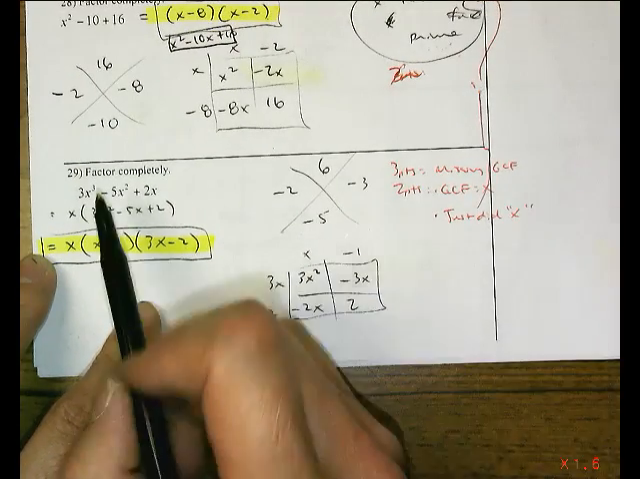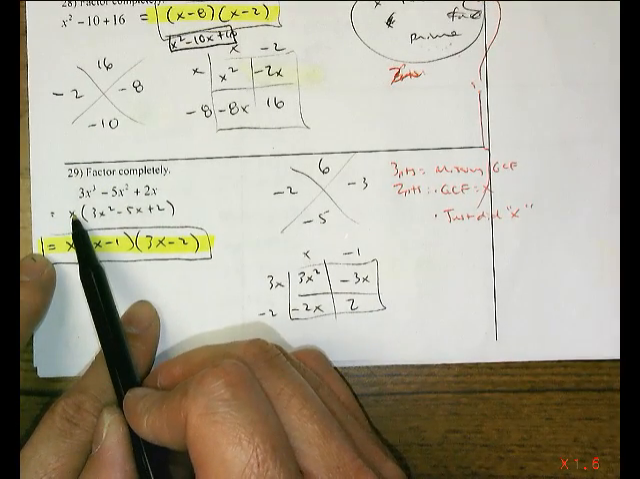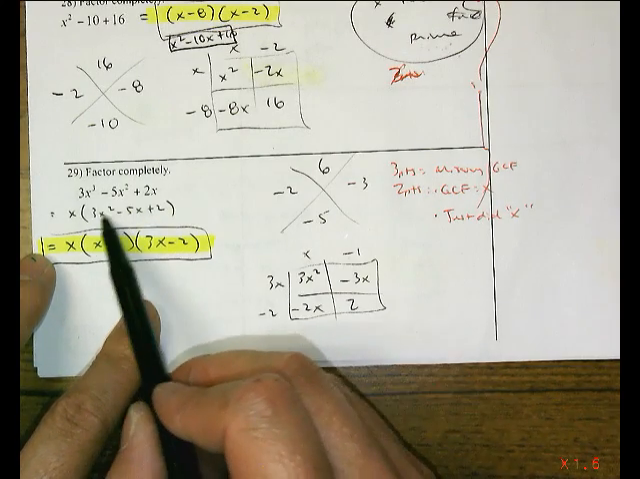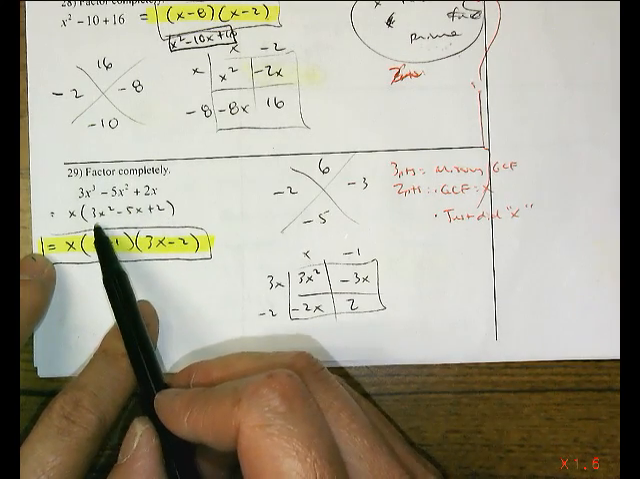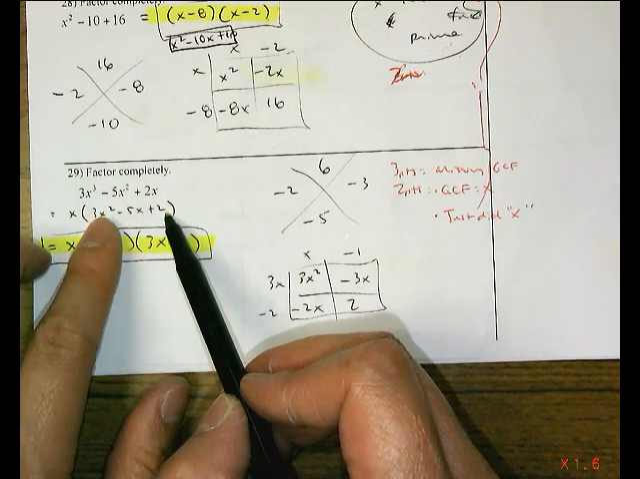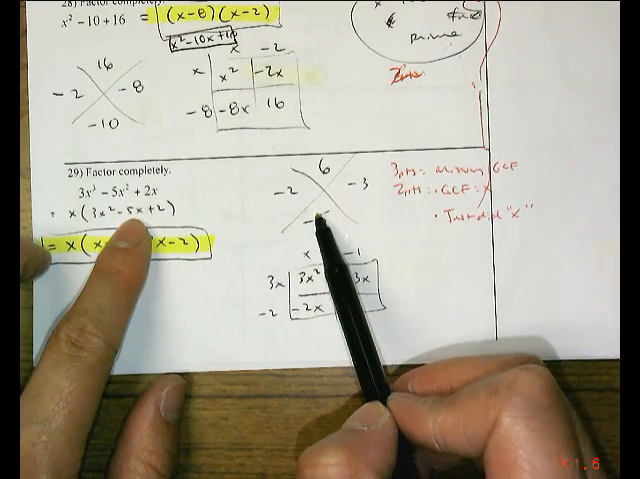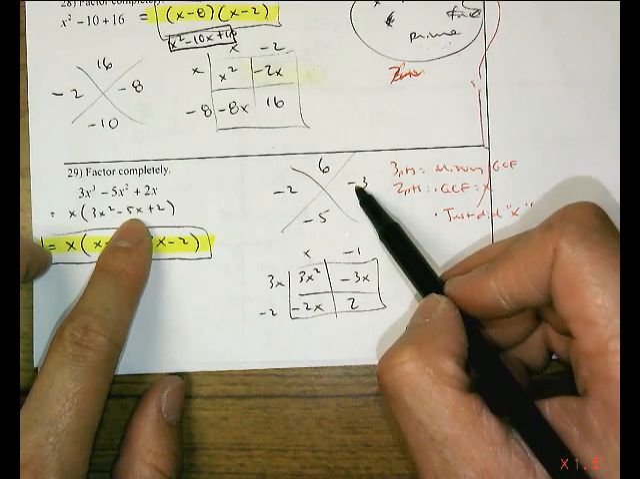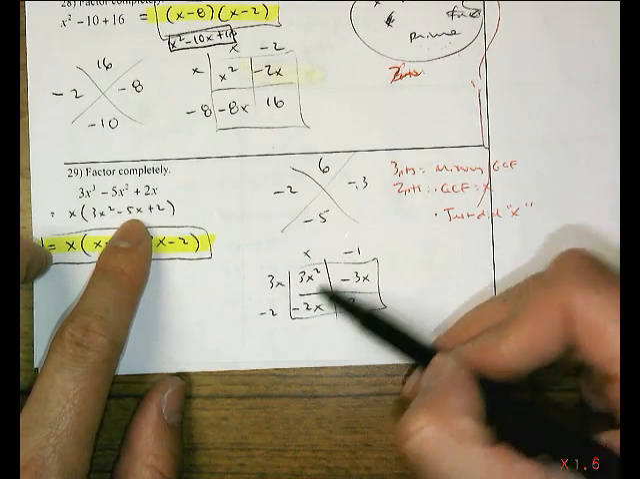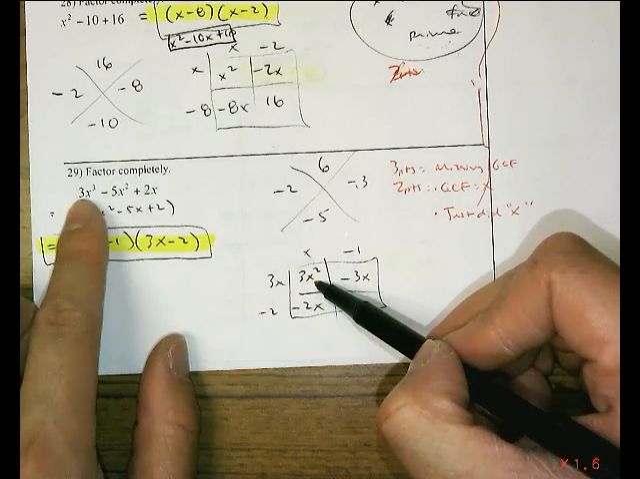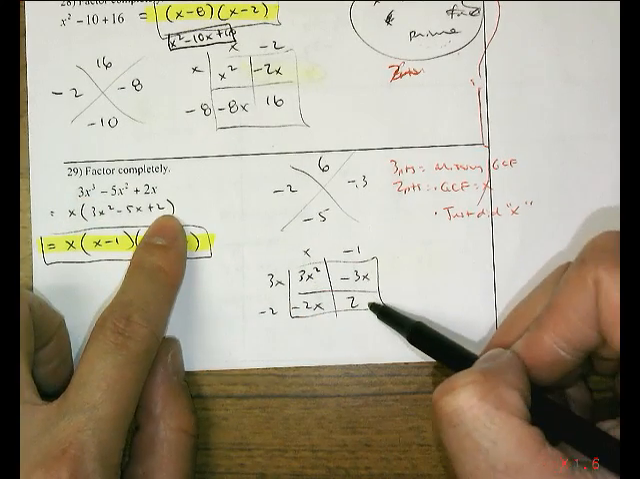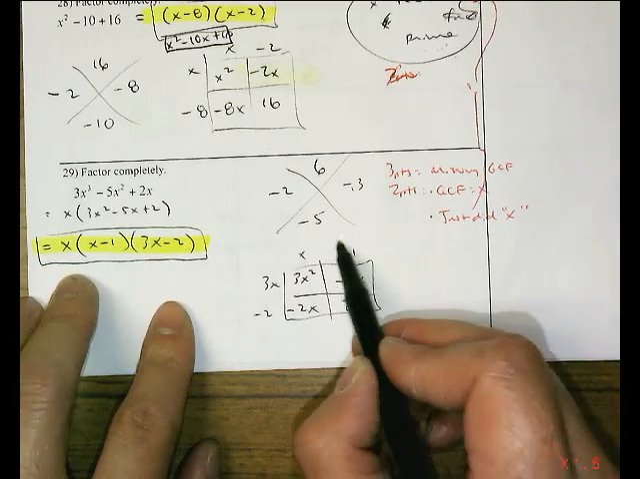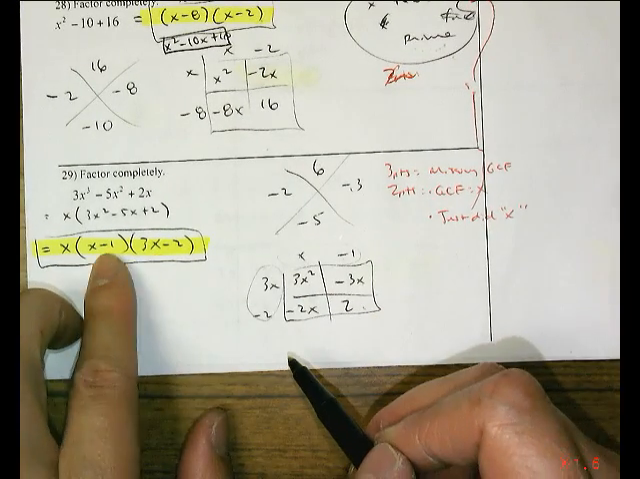Question number 29, factor out GCF. I have 3x squared minus 5x plus 2. You should see if that's factorable, excuse me, as a trinomial. A times c, my b value. Two numbers that multiply to be 6, negative 2 and negative 3. Then I'm putting those into my box. First term, last term. These multiply, therefore I get x minus 1 and 3x minus 2.